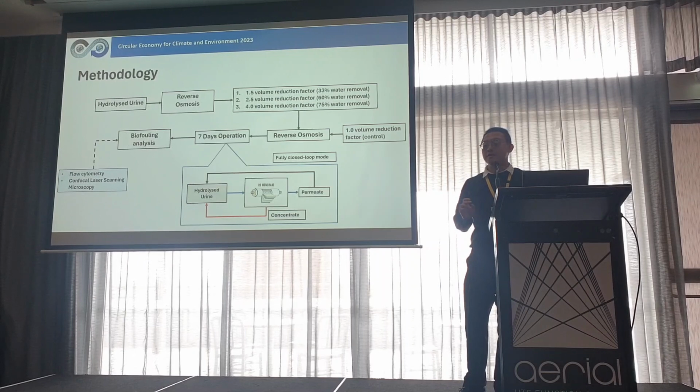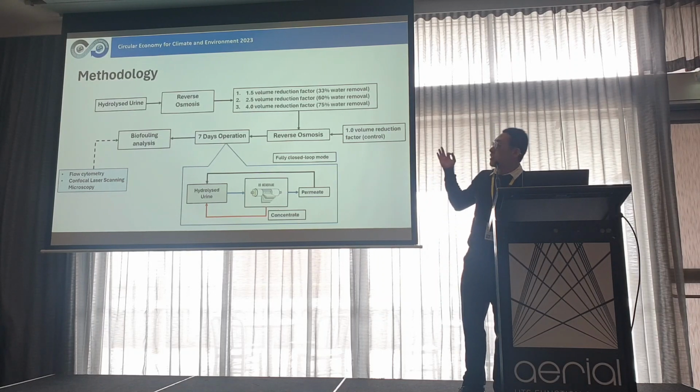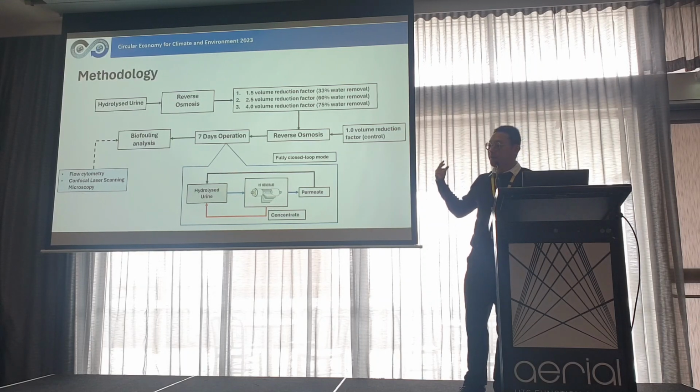This experiment is very simple. First, we collect some real urine, then we let it hydrolyze, then we concentrate the urine to three volume reduction factors, which are 1.5, 2.5, and 4.